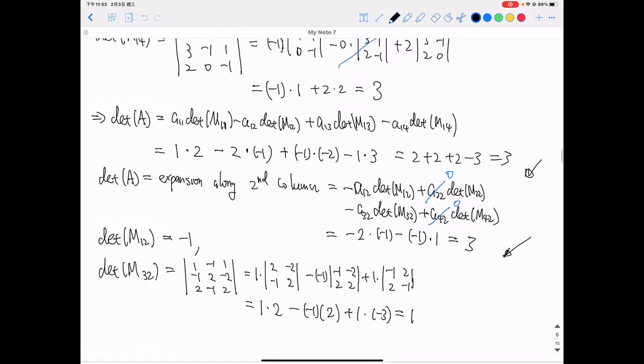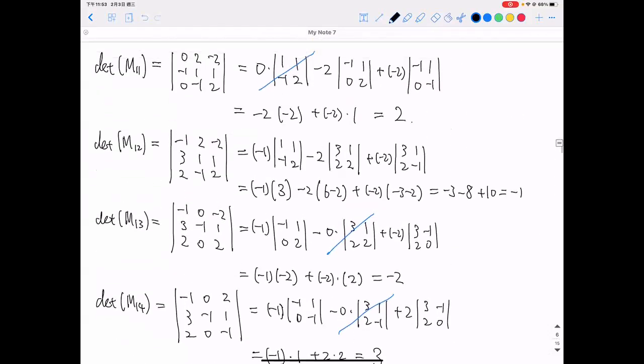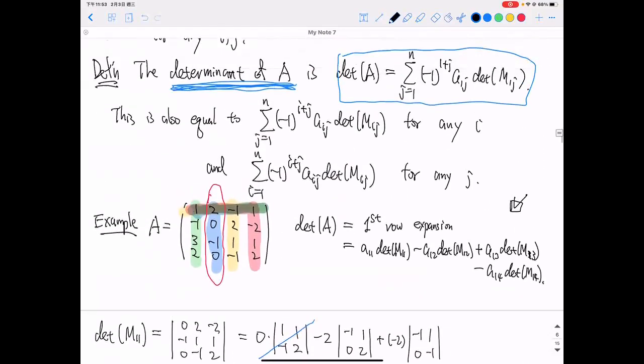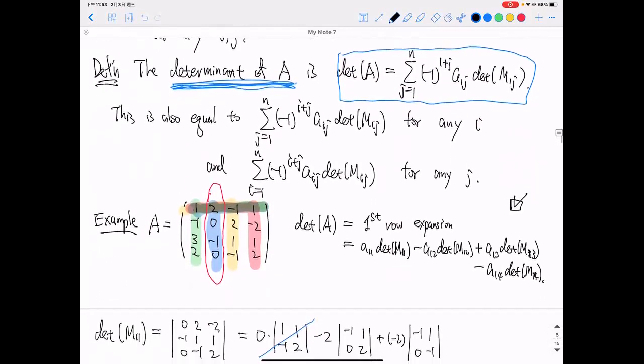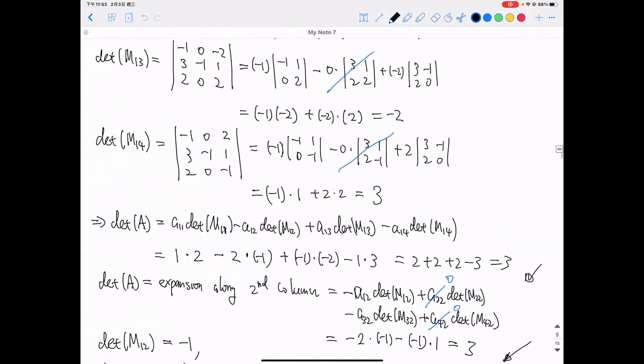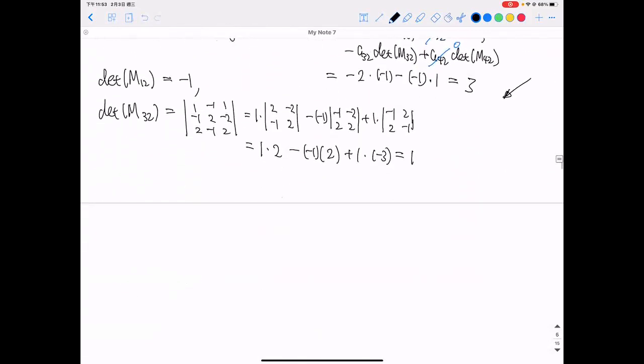So for some reason that we do not want to discuss here, the expansion along different rows and different columns all give you the same number, and that number is called the determinant. All right. Now we're gonna proceed to study properties of determinants.